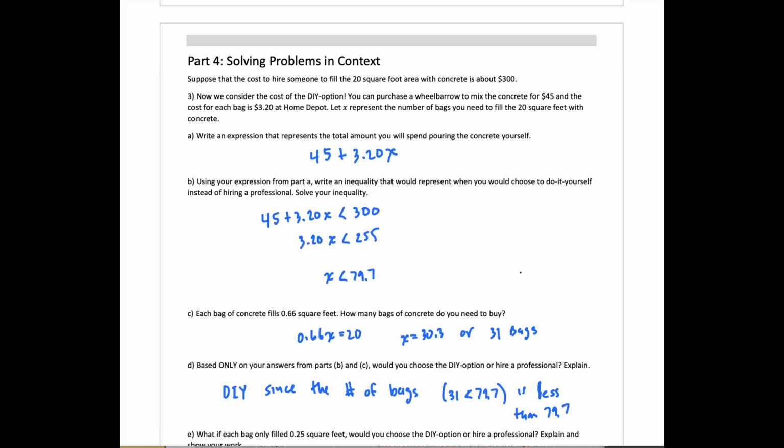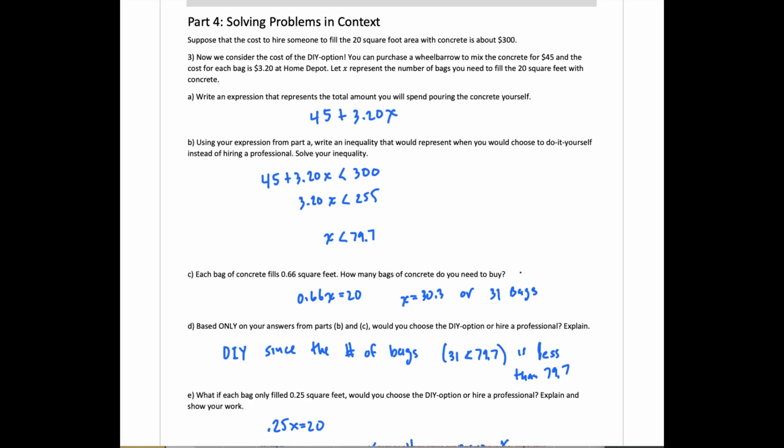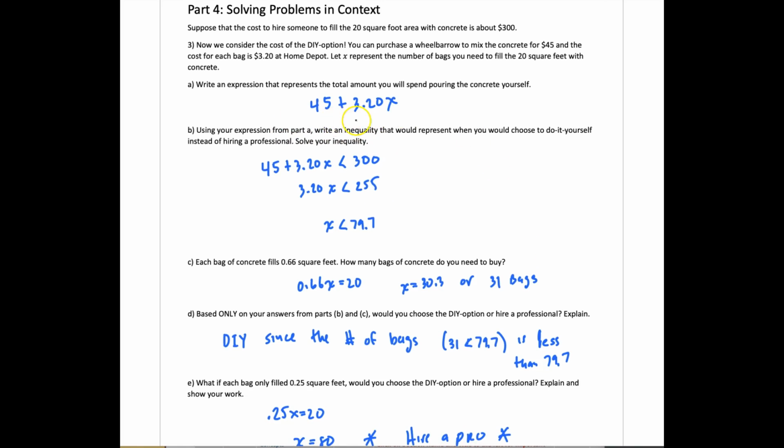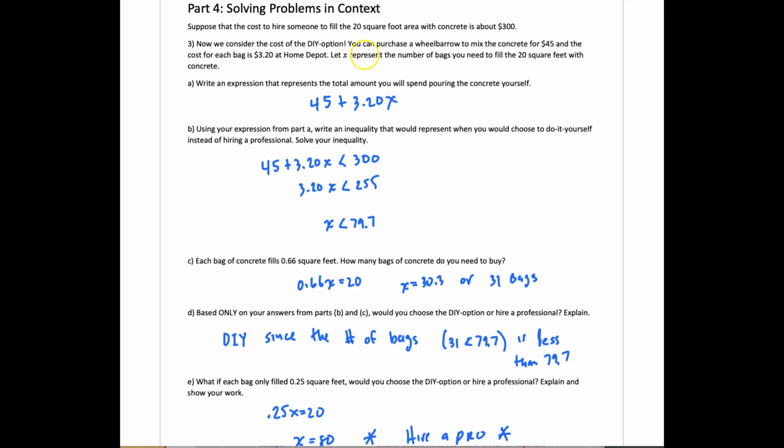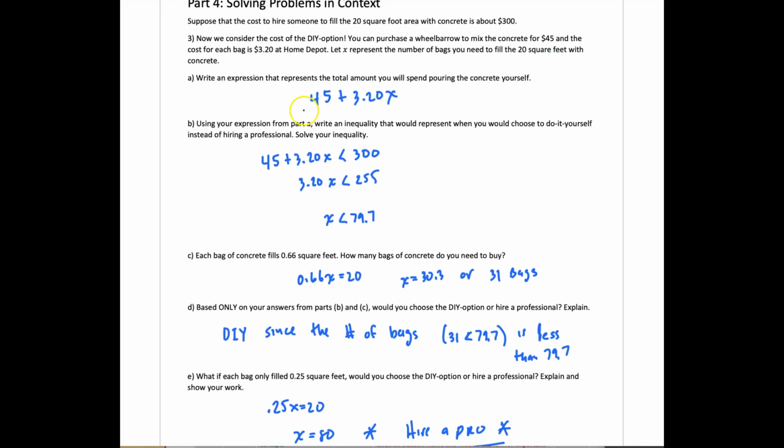And so to finish this lesson 2.5 up, we have an application problem. I'll let you take a look at that, read that, and then you can see what's the expression that represents this. You have $45. It's $3.20 a bag. So this represents how much you would spend if you're going to do it yourself: $45 plus $3.20 a bag.